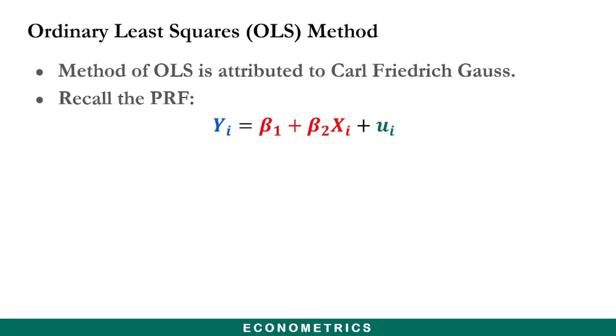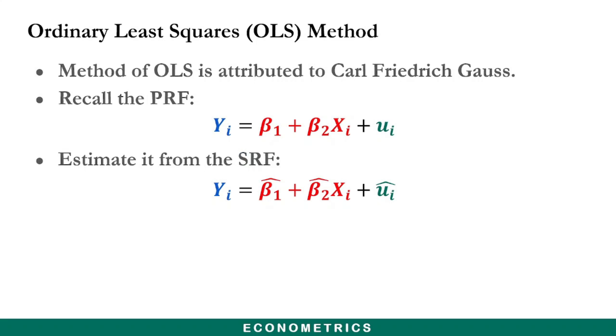If you recall the population regression function, yi equals beta 1 plus beta 2 xi plus ui, we want to estimate this population regression function from the sample regression function. And in which case, beta 1 hat plus beta 2 hat xi is yi hat. So if we go ahead and substitute this yi hat, we end up getting the population y equals estimated y plus the residual term.